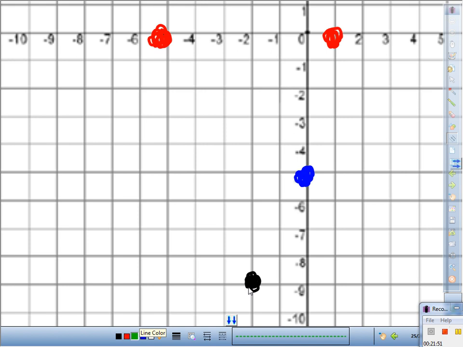The vertex gives us an invisible vertical line. Vertex, vertical line. Let me draw that. Here goes the invisible vertical line.